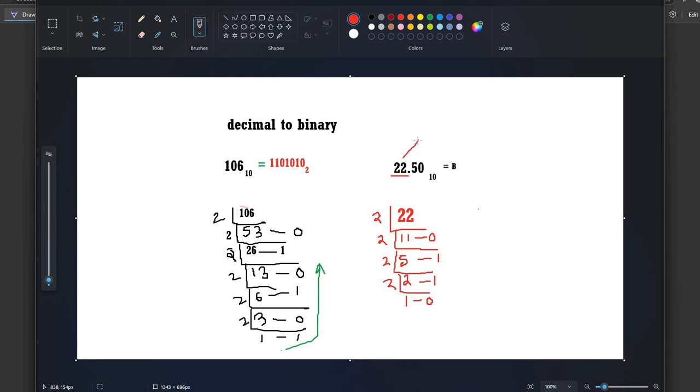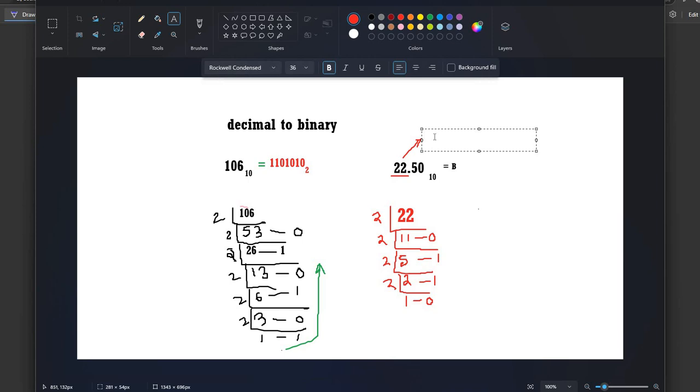The value of this part will be how much? Just wait, let's make it bigger. Okay, 10110. Sorry. The value of this part is 10110.